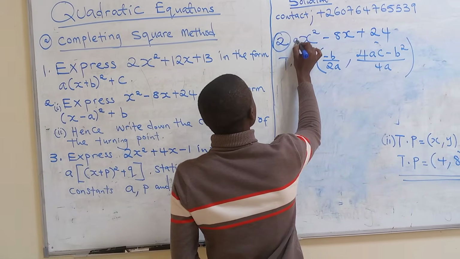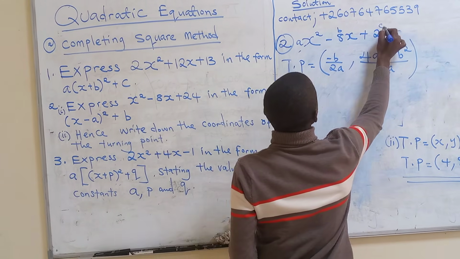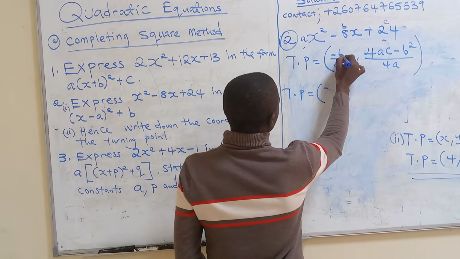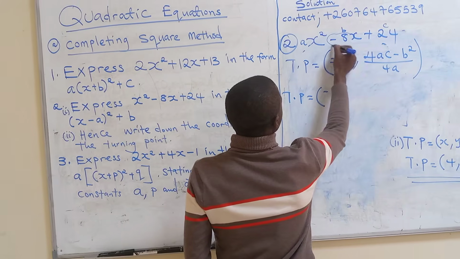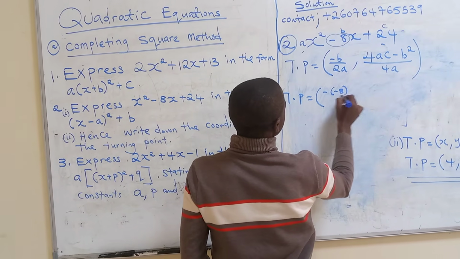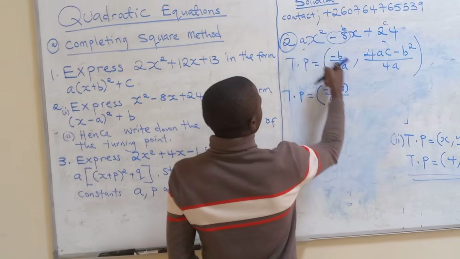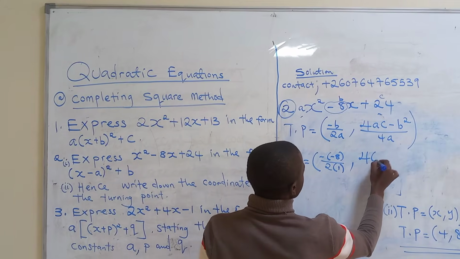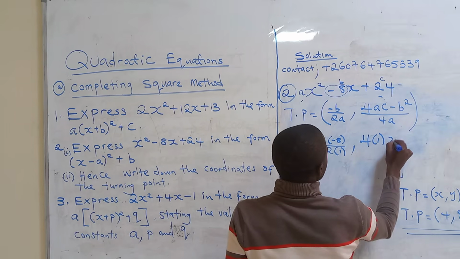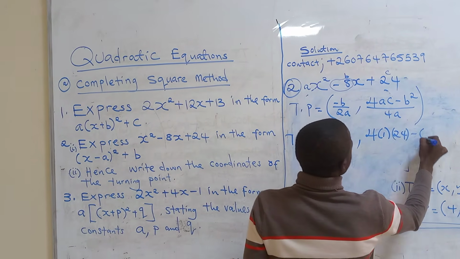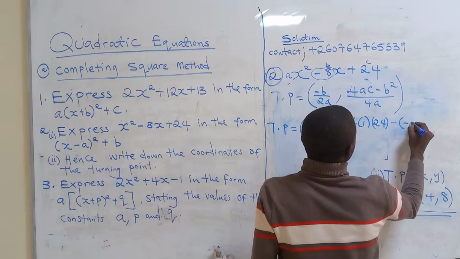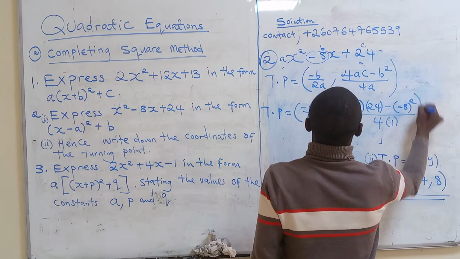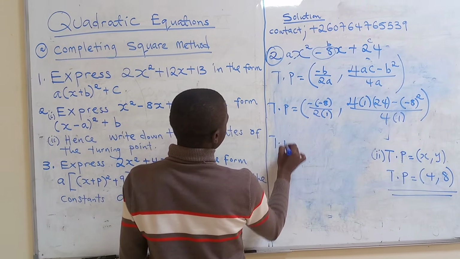So this is our formula for calculating the turning point. So this is our a, our b, our c. So turning point is equal to negative b. What is the coefficient of b? That is negative 8. So negative 8 over 2 times the coefficient of x squared, that is positive 1, comma 4 times 1, the constant, that is positive 24, minus this one is negative 8 squared over 4 by 1.